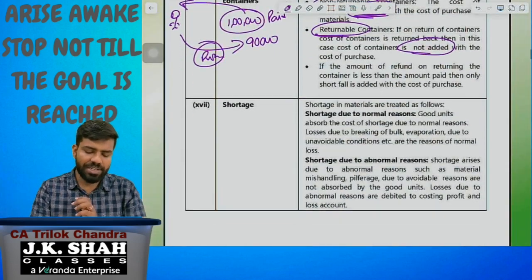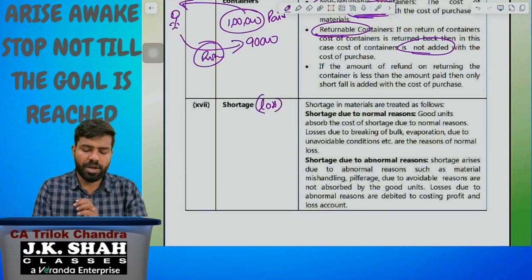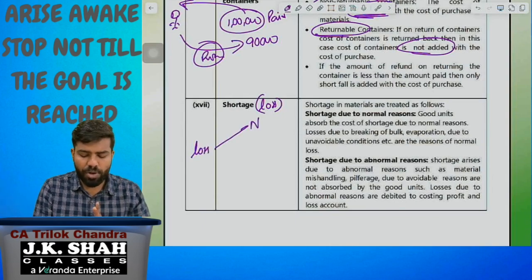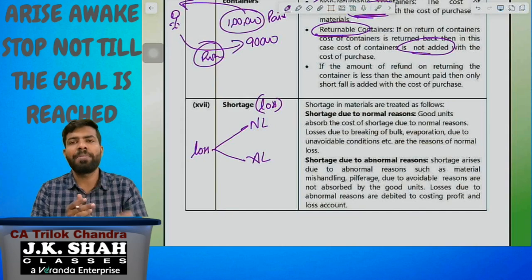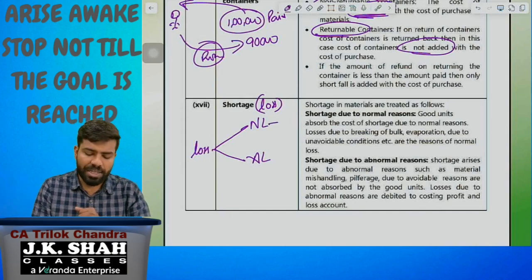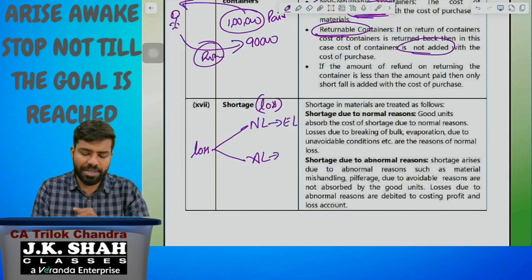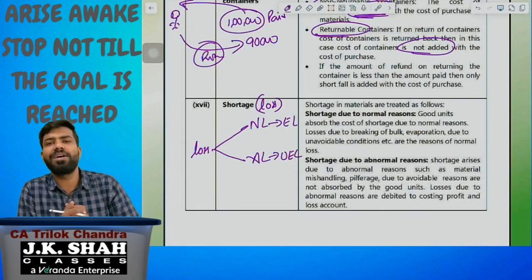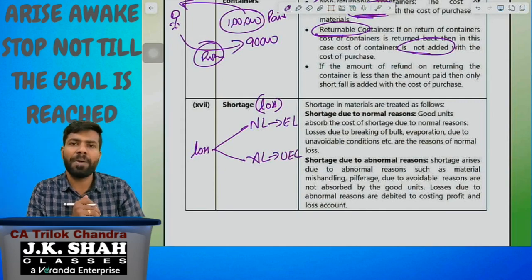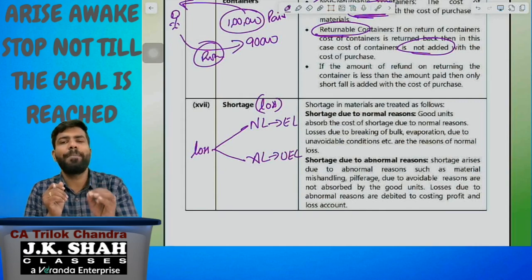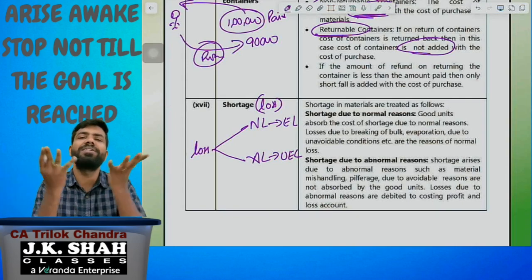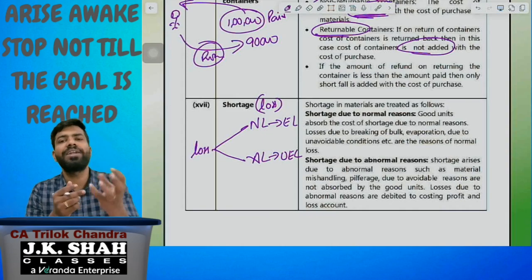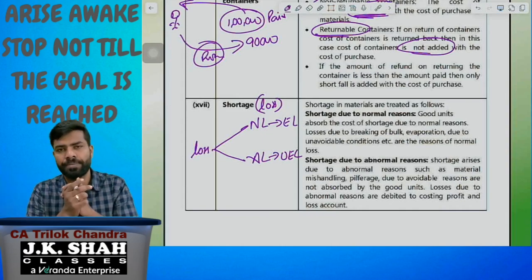At last, shortage, which is nothing but loss. There are two types of losses, which we all know: normal loss and abnormal loss. What is normal loss? Expected loss. What is abnormal loss? Unexpected loss. Normal loss happens due to the inherent nature of the product. If you take petrol, evaporation is the inherent nature. If you take cotton, getting dry is the inherent nature.